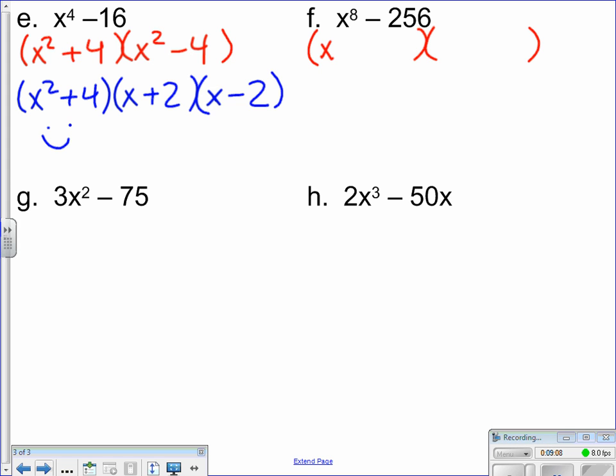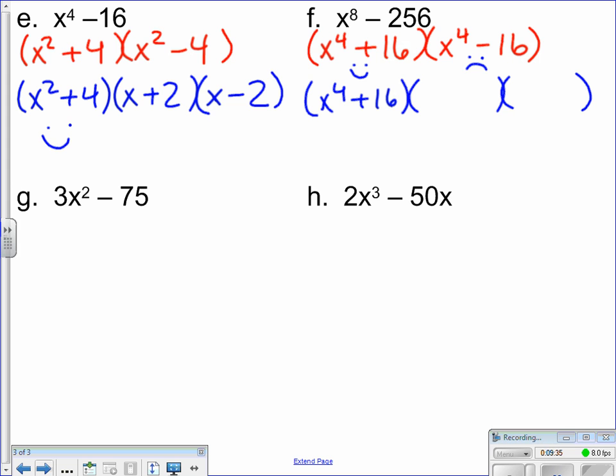So x to the 8th was x to the 4th times x to the 4th, because 4 plus 4 makes 8. You add exponents when you multiply. 256 is 16 squared. So plus 16, minus 16. Happy couple right here, but unhappy over here. So I'm going to leave the happy couple, and I'm going to break up the other part. X to the 4th minus 16 is x squared plus 4, x squared minus 4.